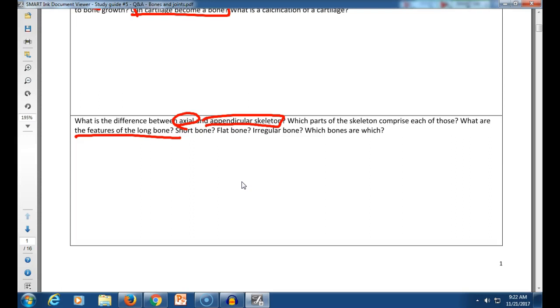So you're going to get a question, such and such bone is. You have to pick one of the answers. Pretty simple. I'm not going to try to trip you. Okay?